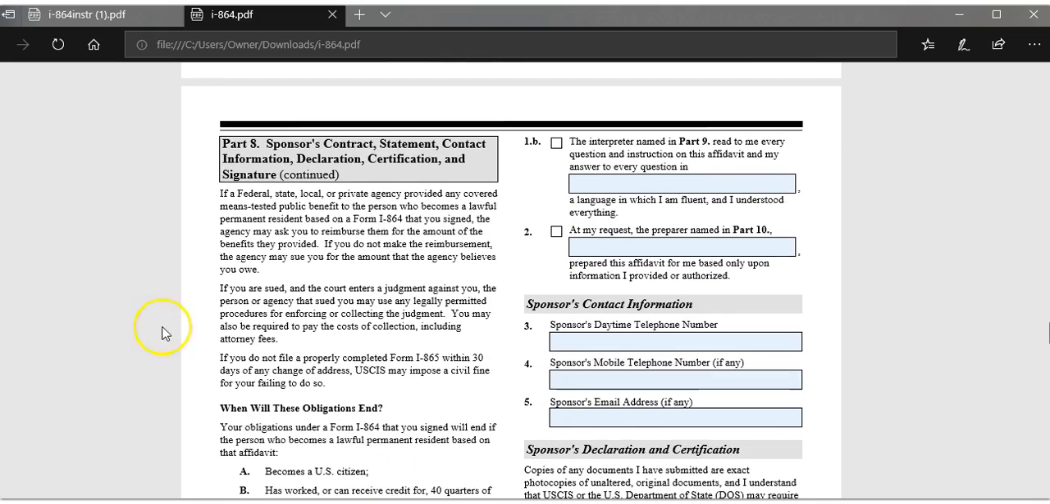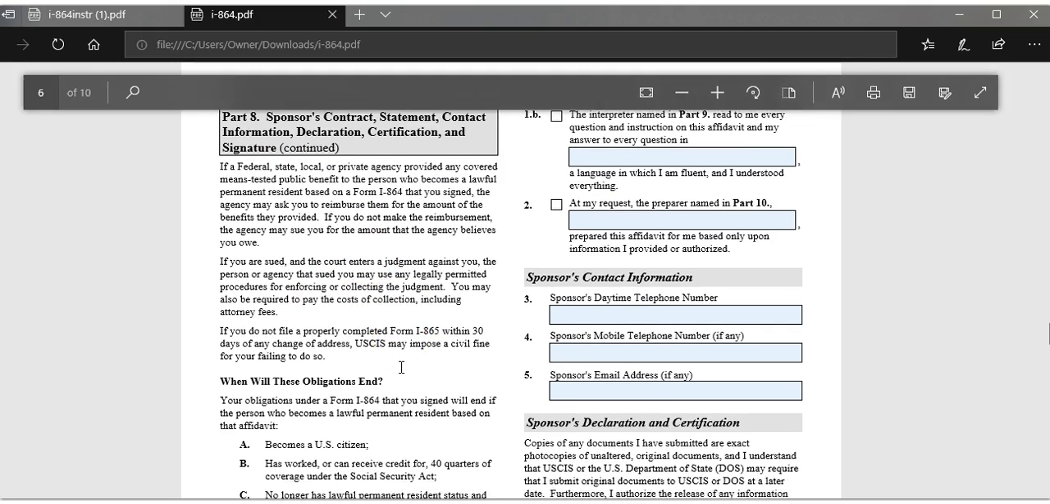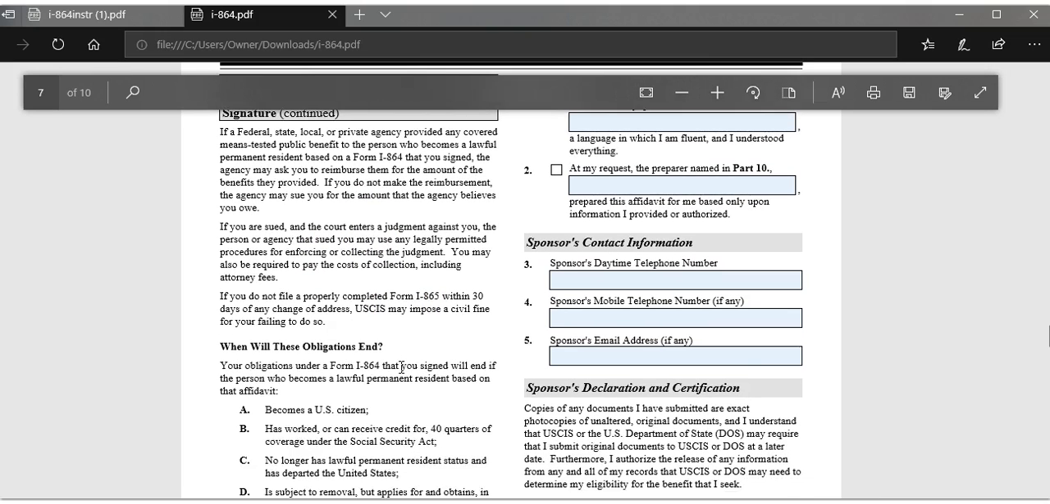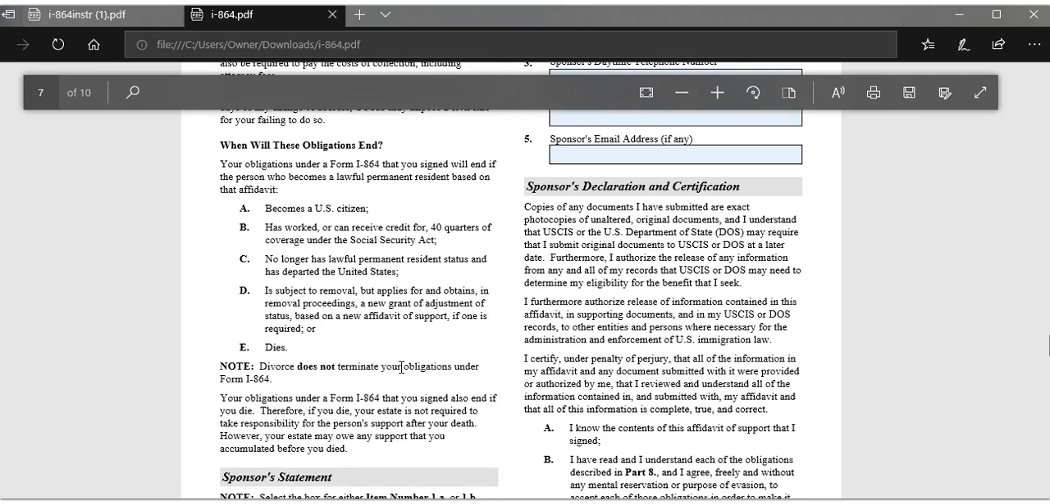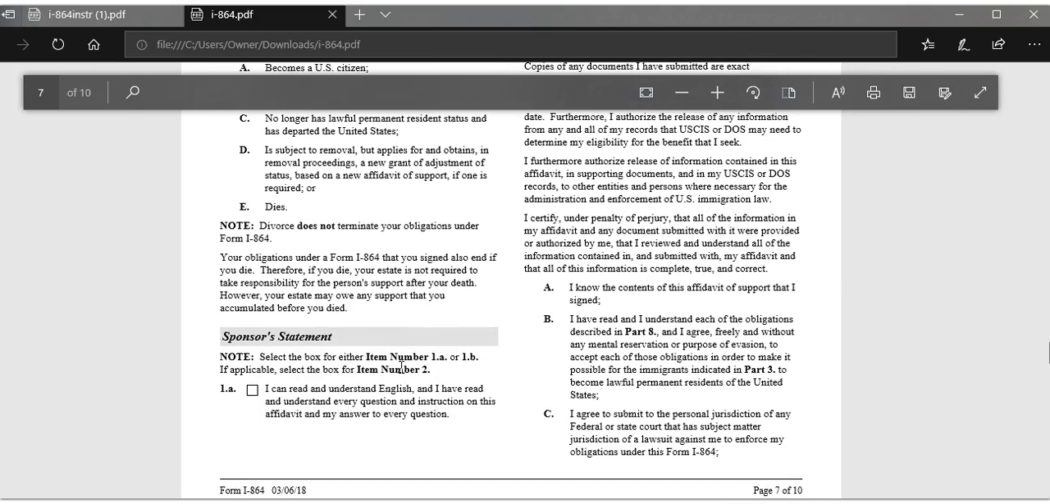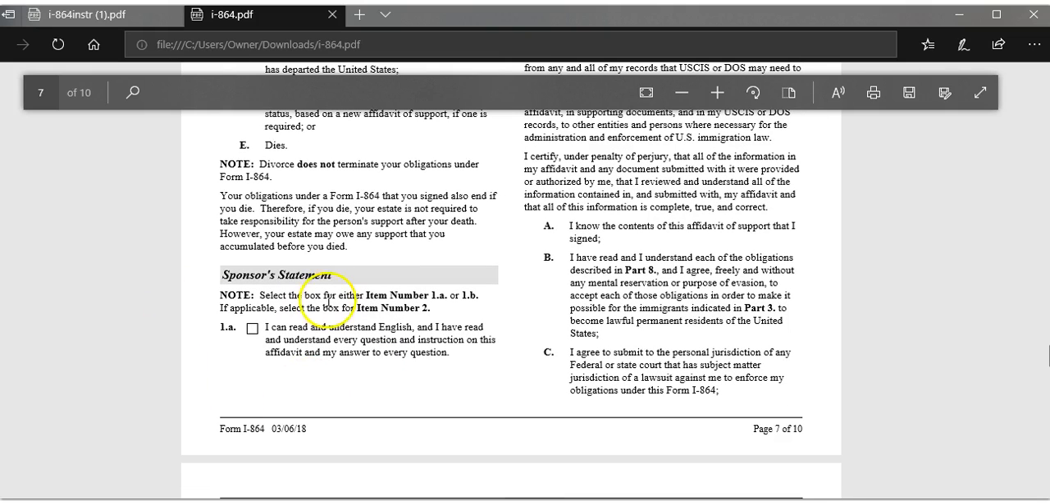and we move on to part 8, contract statement, contact information, declaration, certification, and signature. Continue. All right, just read all that. You know what it's about, all your obligations and all the responsibilities, etc. So, note, select the box for either item number 1A or 1B, if applicable. Select the box for item number 2. Number 1A, I can read and understand English, and I have read and understand every question and instruction of this affidavit and my answer to every question.